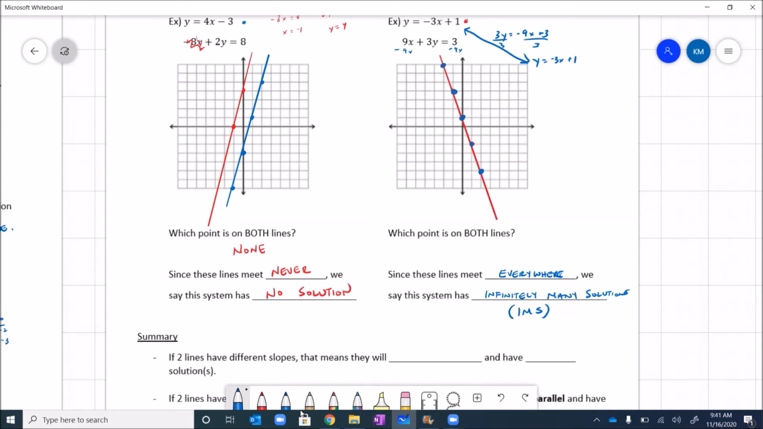All right, and so here, these lines meet never. I should have said nowhere because that's an actual place and not never, since that's a time. Okay, they have no solution. These lines meet everywhere, so they have infinitely many solutions since the line goes on for infinity and beyond, as Buzz would say.